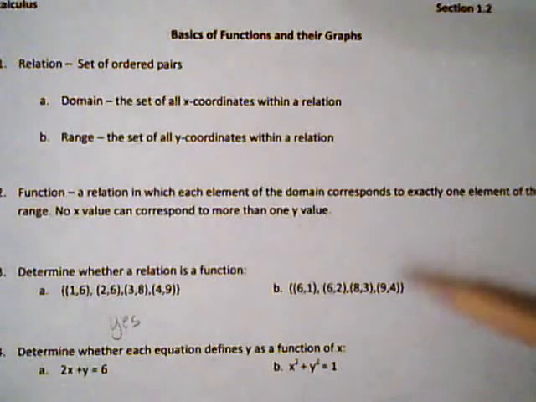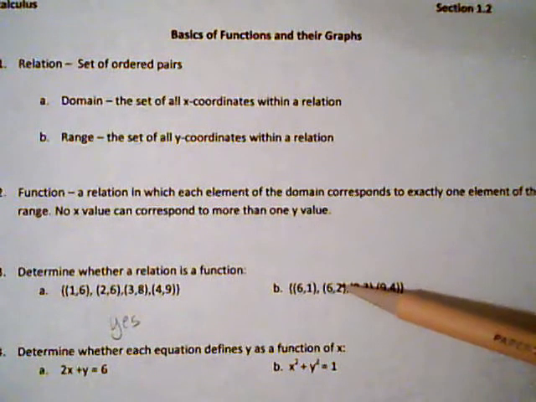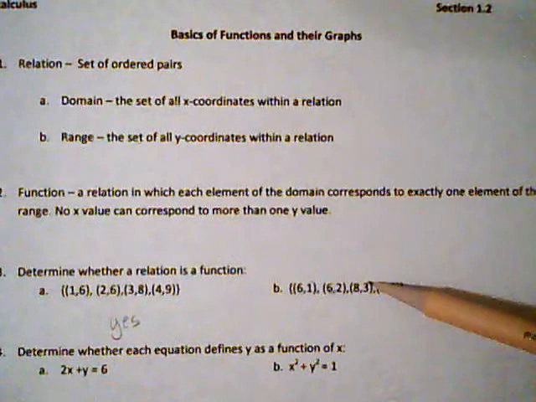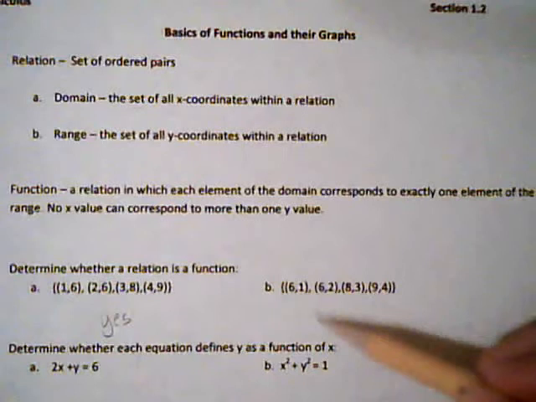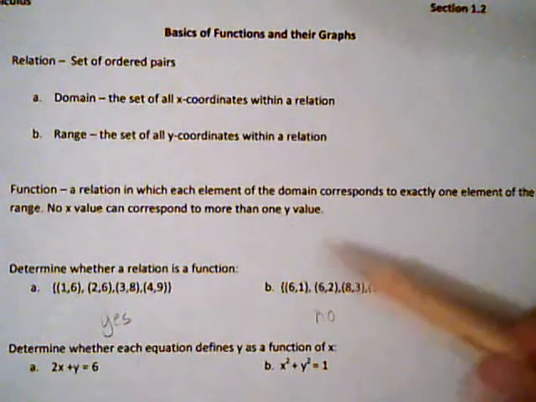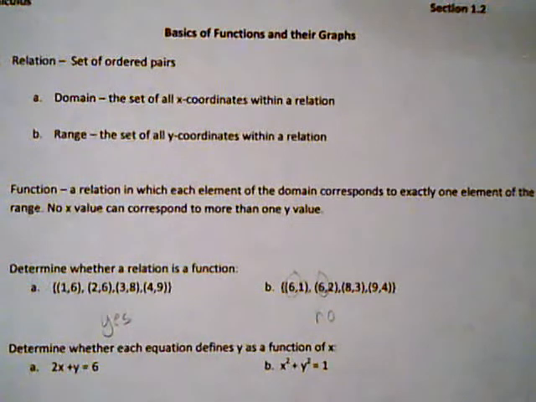Okay, then if I look at part B, 6 corresponds to 1, 6 corresponds to 2, 8 corresponds to 3, 9 corresponds to 4. Okay, this is not a function because I have two of the same x values that have different y coordinates. Okay, so that would be an example of a relation that's not a function.